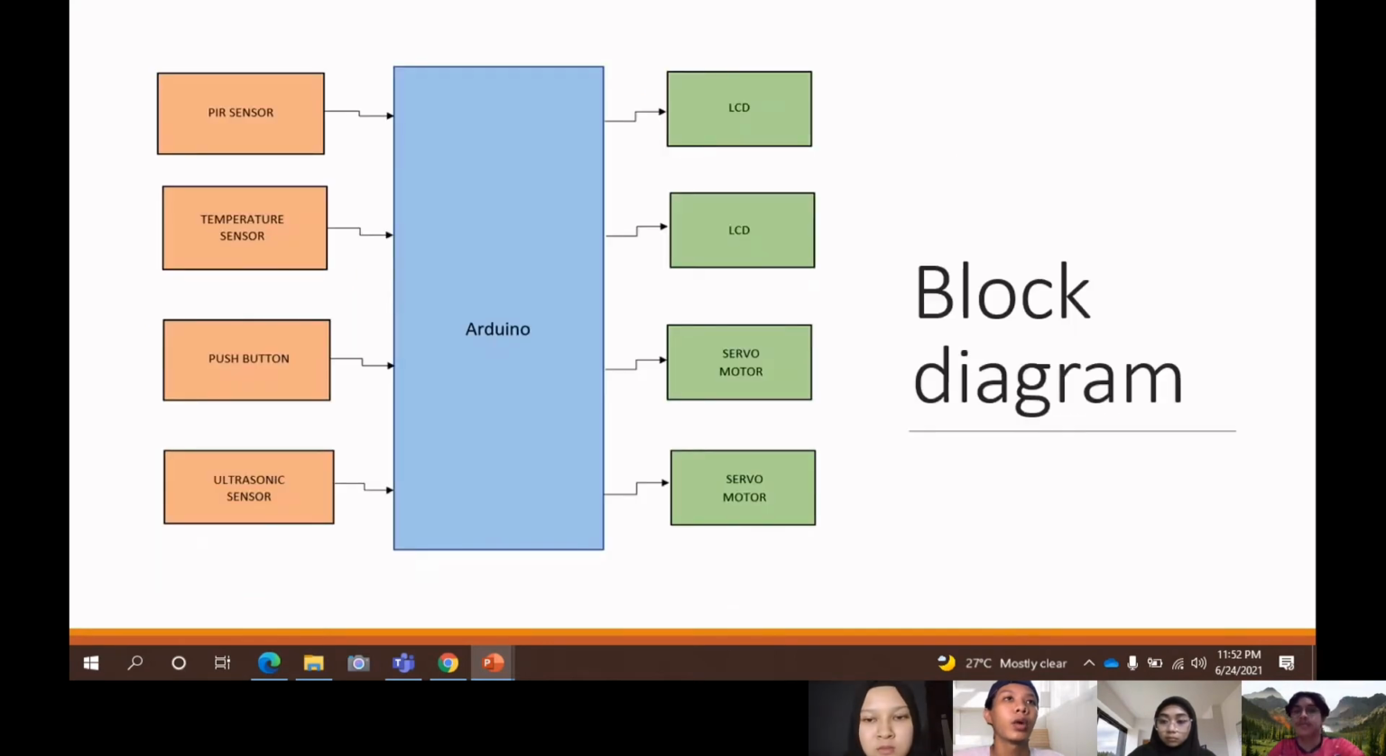For the next slide, I will pass this presentation to Nurul Najiha. Thank you, Abdul Luman. So we will proceed with block diagram.